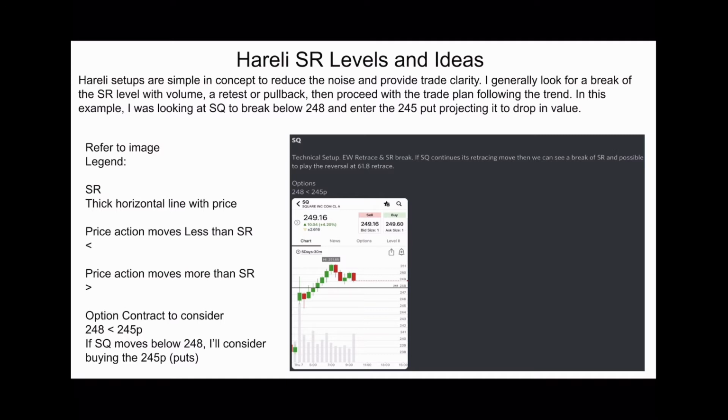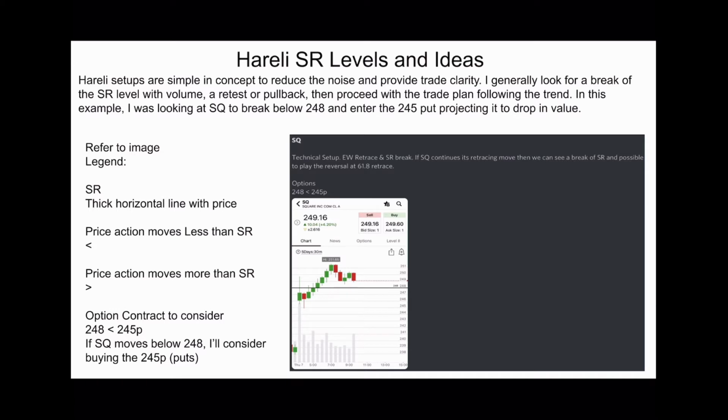trade. Okay, and for me, generally, I look for a break of the support resistance level with volume, a retest or a pullback from that level. Then I proceed with the trade plan following the trend. So for this example, I was looking at Square to break below 248 and enter the 245 put, projecting the stock to drop in value.